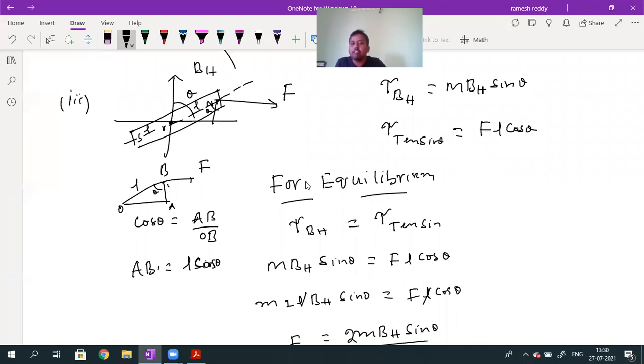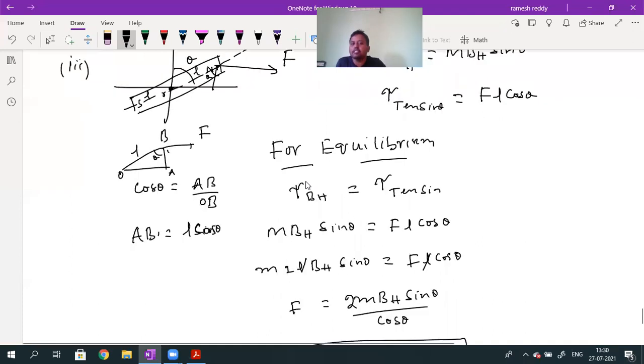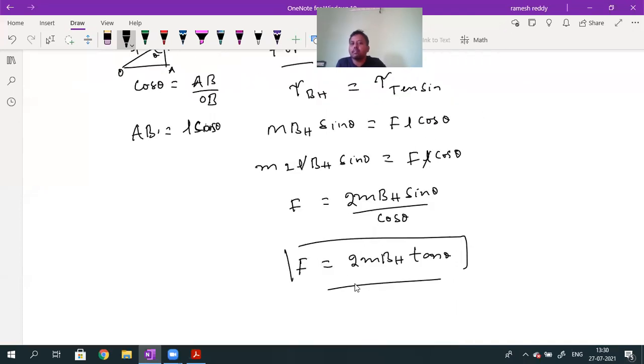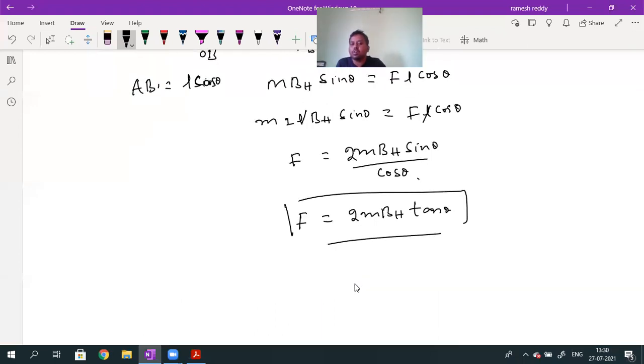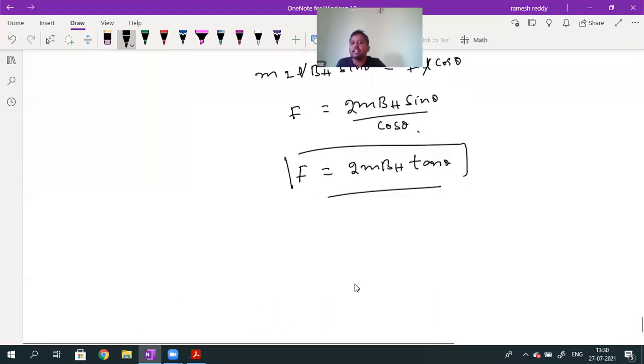For equilibrium, the bar magnet will not rotate. When it does not rotate, the torque due to the BH component will be equal to the torque due to the tension force. M into BH into sin theta will be equal to F L cos theta. From this, the F value will be equal to 2 M BH sin theta by cos theta. So F will be equal to 2 M BH tan theta.